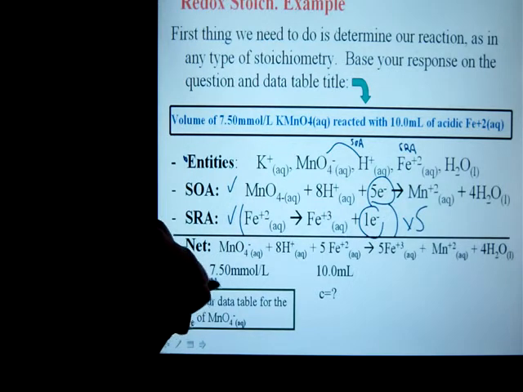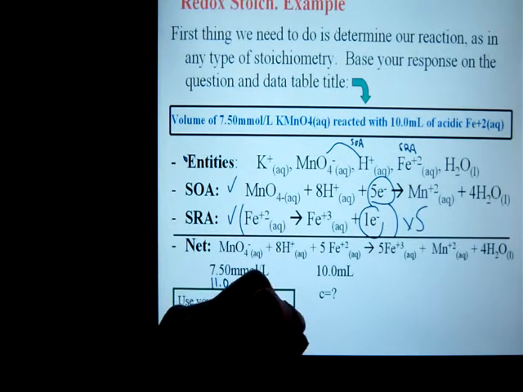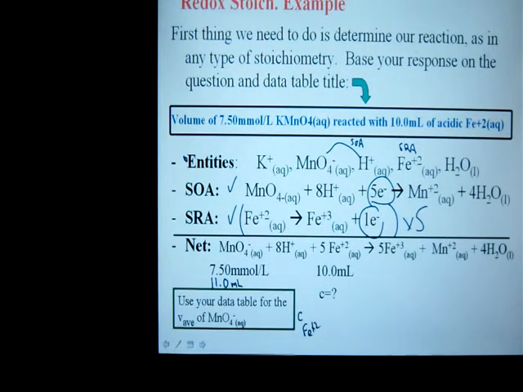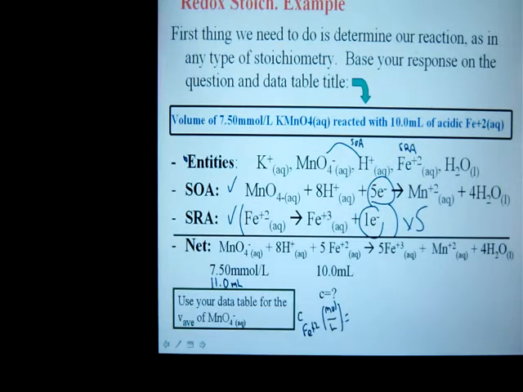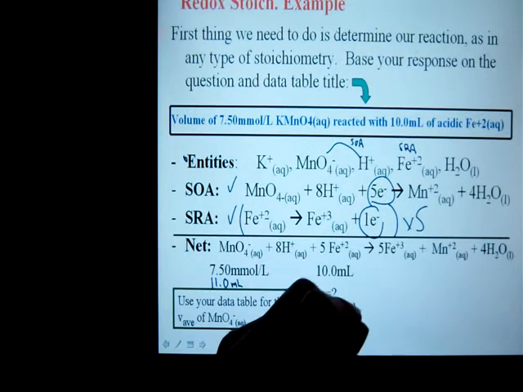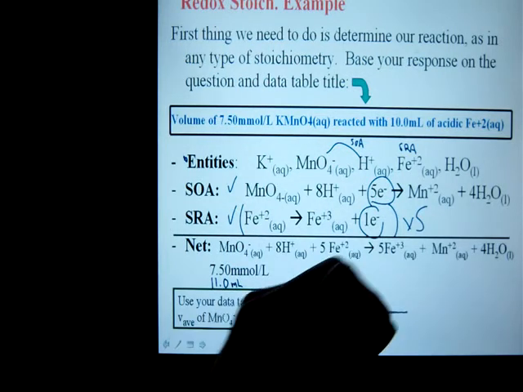From the data table, I had an average volume of 11.0 mils, then I can start doing my math. Okay, so concentration of iron 2 is what I'm looking for. So I want some form of moles per liter. Start by determining my moles of my known. Well, what's my known? Permanganate, I can find moles for. Iron 2 is what I'm looking for. So MnO4 is my known. Find the moles using my given volume and concentration.